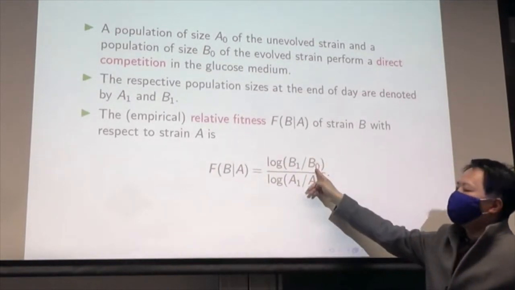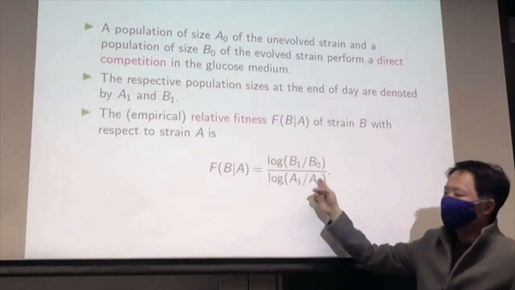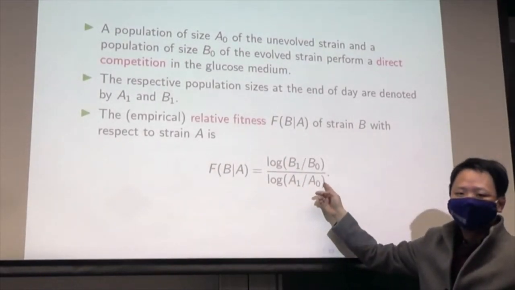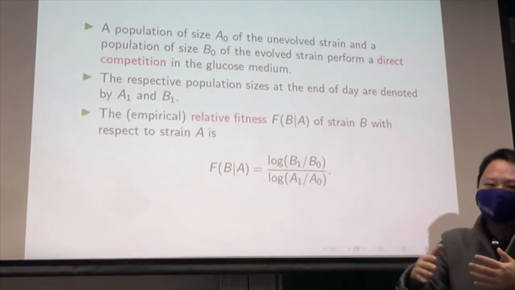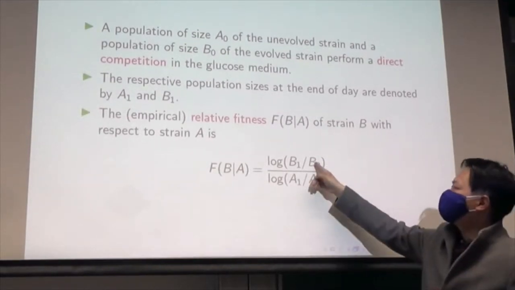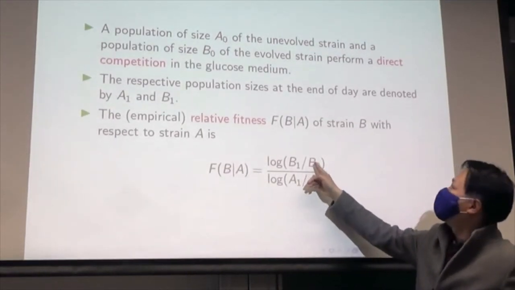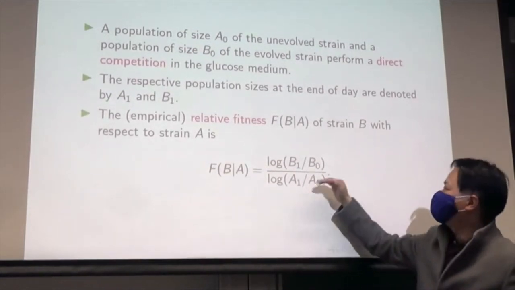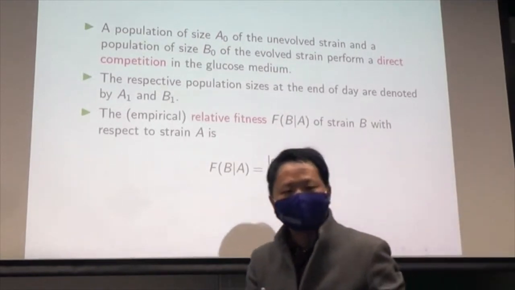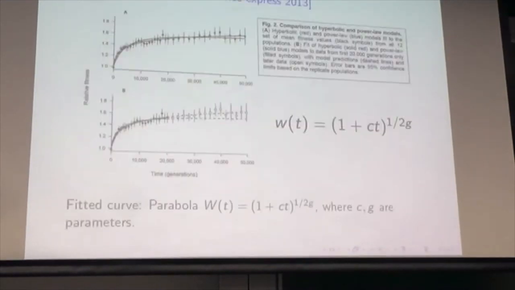What I do is take the log of B1 divided by B naught, and divide it by the log of A1 over A naught. If you consider that the individuals increase exponentially, this is the reproduction rate of the evolved strain, this is the reproduction rate of the unevolved strain, and this is the ratio between their reproduction rates. That's the relative fitness. Does that make sense? Okay.